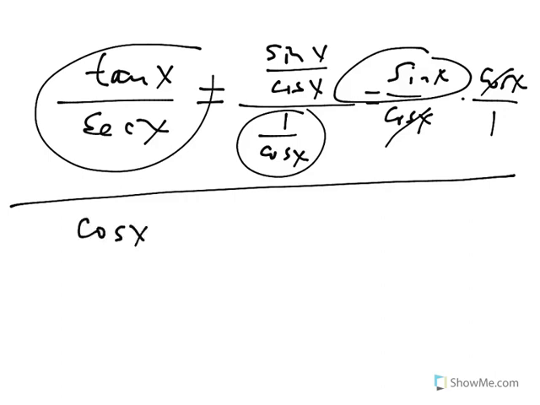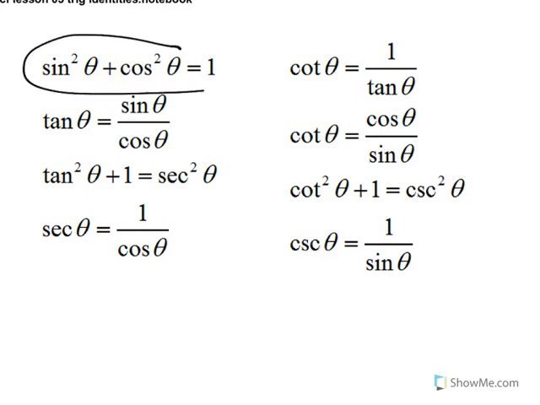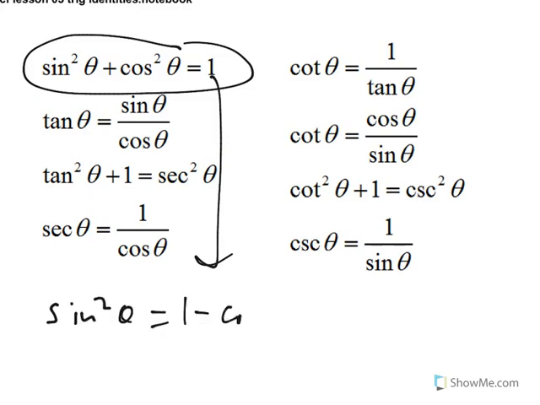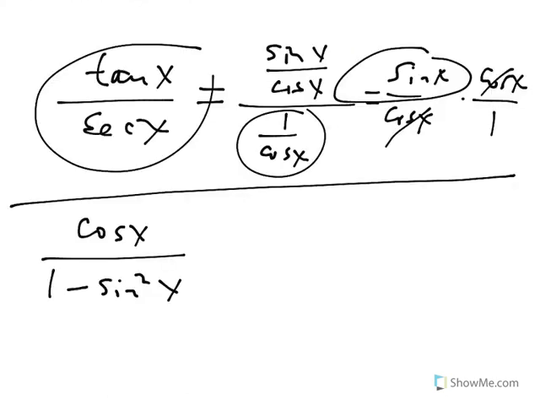Here's one, cosine x over 1 minus sine squared x. Now, one of the identities, this one here, could be rearranged. You could subtract cosine squared from both sides, get sine squared theta equals 1 minus cosine squared theta. Or instead, you could subtract sine squared theta from both sides, get cosine squared theta equals 1 minus sine squared theta. Even though these 3 are all variants on the same identity, these 2 versions get used frequently.